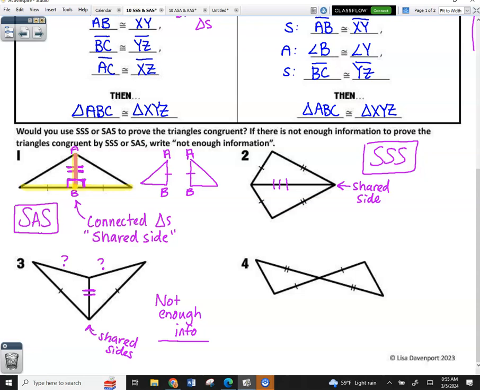Yes, this is a new sneaky info. Is it a shared side? No. When you look at it, you should see there's no shared side here, but they're definitely touching. I'm trying to think. Maybe it was a month ago. There's a vocab word that we learned a month ago that is right there in the middle of that picture.